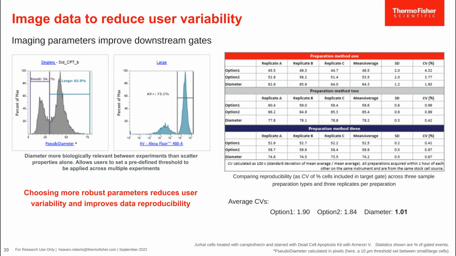Conversely, a staining threshold might be changed day to day depending on your titrations and your preparation, and of course your instrumentation. And so by integrating these derived parameters that really have a lot of biological impact, we can really start to improve the consistency of our gates and hopefully improve the consistency of our final research outcomes.